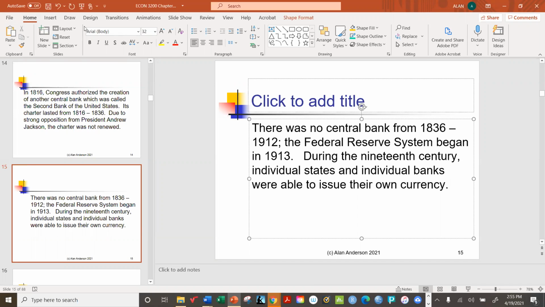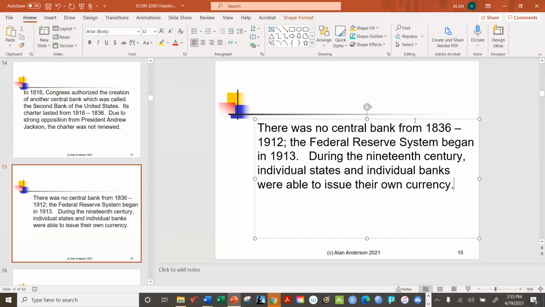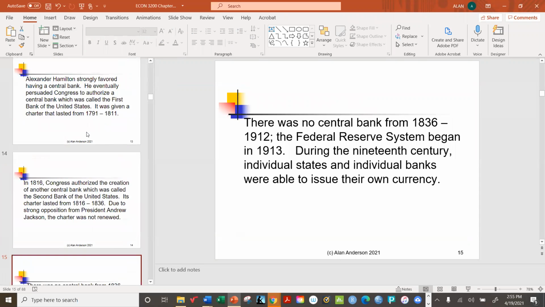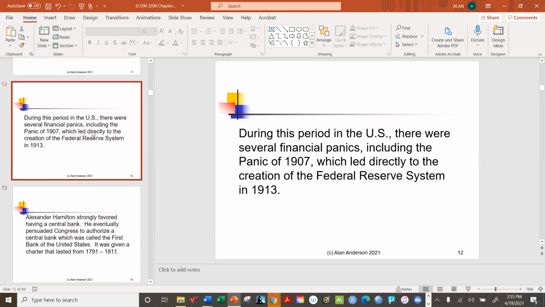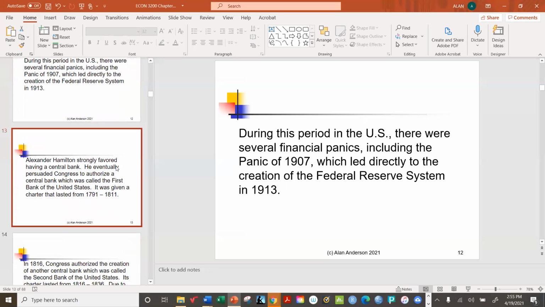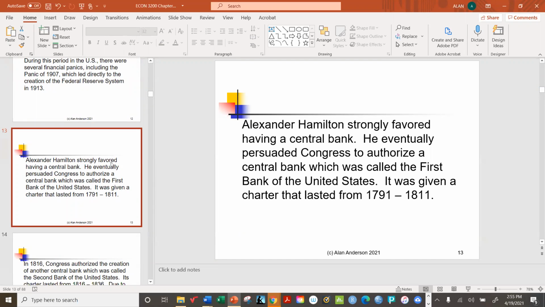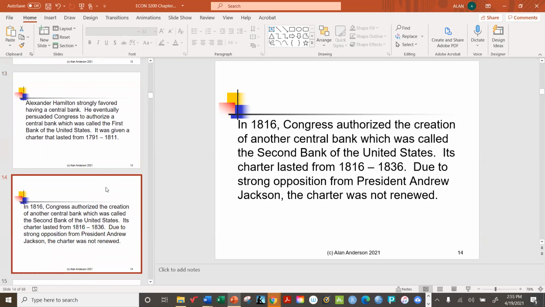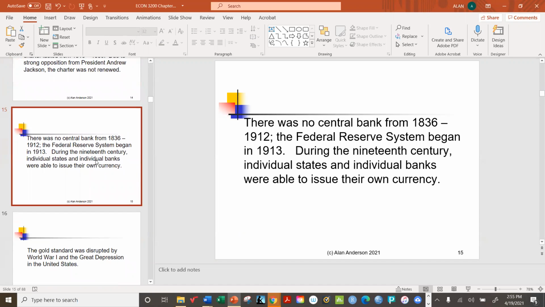And so along comes the Panic of 1907, which was a major financial crisis. And all of a sudden, it becomes clear that maybe it's time to have another central bank. That's what led to the creation of the Fed in 1913. So most countries have had a central bank for quite a long time. In fact, the Bank of England was founded in 1694, just as a point of comparison. But the US has had a much more mixed history with central banks, to say the least.